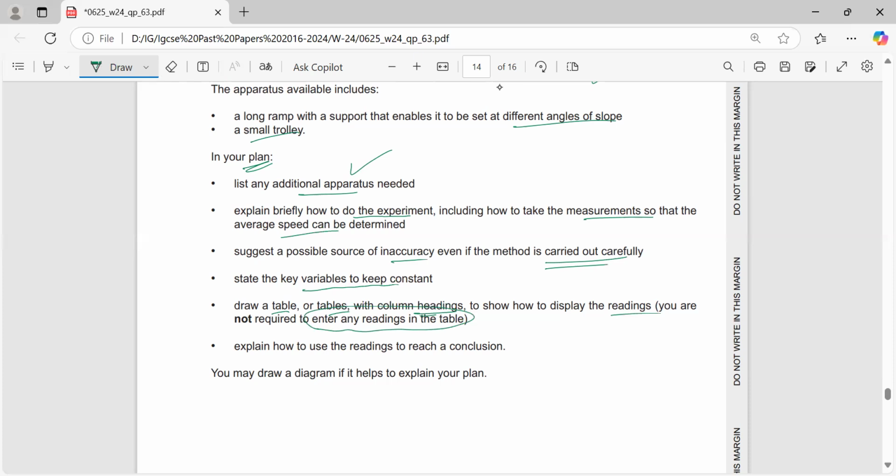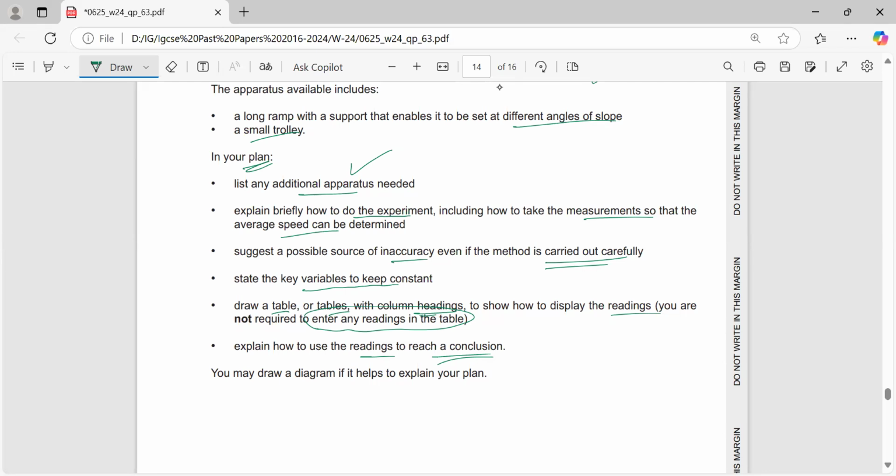The reason for that is you are not performing this experiment during the exam hours. You are just following the instructions on the basis of your experience. And explain how to use the readings to reach a conclusion. Mostly we are plotting a graph between the two quantities. Independent quantity comes on the x-axis and dependent quantity is on the y-axis. So this is basically the requirement or the key points which we need to focus on, and we will try to write the answer in the form of a paragraph instead of bullet points. So let's start one by one.